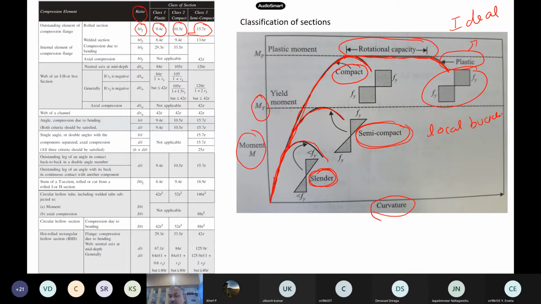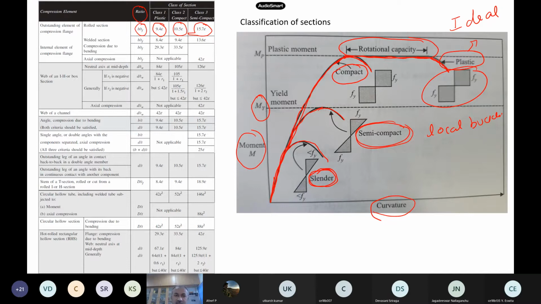The compact section has strength, but no ductility. Now semi-compact just has yield strength. The strength is also low and there is no ductility either. And when it is a slender cross section, it has neither strength nor ductility. So based on strength and ductility, you can classify all these four cross sections.